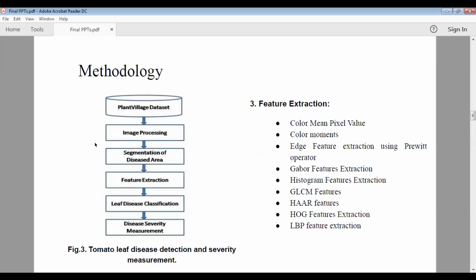Now these are the feature extraction methods I have used. These 9 feature extraction methods I have used here, and we can discuss in the results what the result of these is with respect to the classification. They are color mean pixel value, color moment, feature extraction using an operator, Gabor feature extraction, histogram, GLCM, HAR, HOG, and LBP. All these 9 methods I have used for the feature extraction.